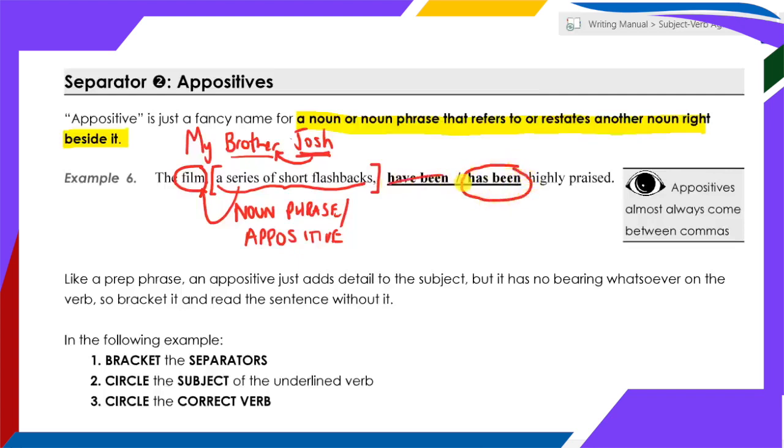We would not say the film have been highly praised. Again, notice that we have this plural noun inside the separator, inside the appositive, that's bumped right up next to the verb. So it appears as if flashbacks have been highly praised. That would actually sound perfectly fine. However, the noun inside our appositive, just like the noun inside a prepositional phrase, will not have any bearing on the verb. The only noun that's important here in terms of determining our verb is this film, which is singular, so we need a singular verb.